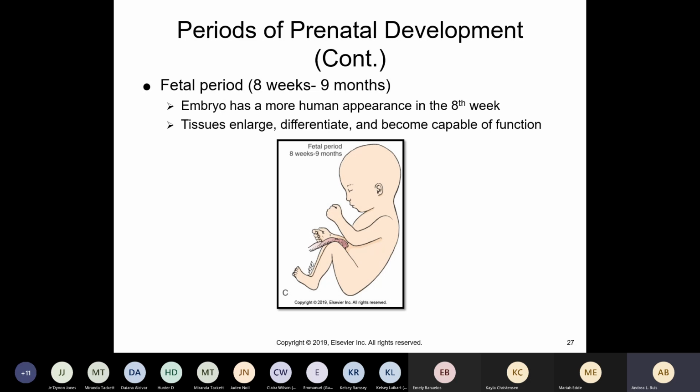Then we have the fetal period, which is from that 8-week time to 9 months. So that's the rest of the pregnancy. So the embryo has a more human appearance at that 8th week. Tissues are enlarging, they're specializing or differentiating, and they're becoming capable of function.